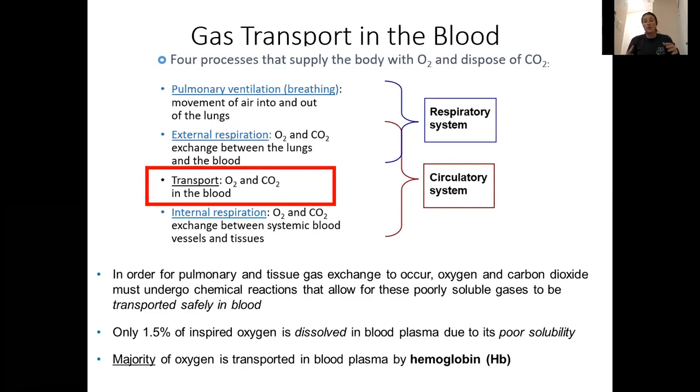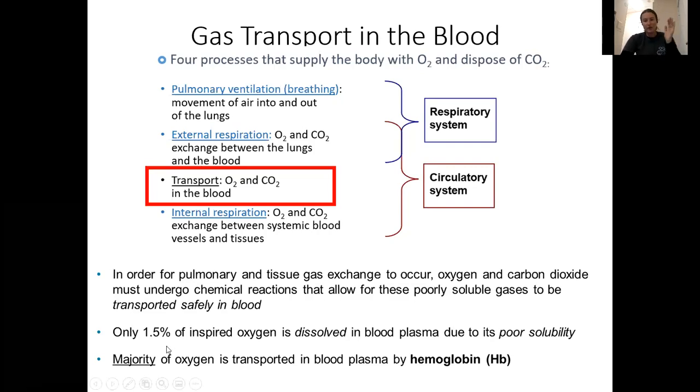Okay, and so of course we're going to start by talking about oxygen. In order for pulmonary and tissue gas exchange to occur, O2 and CO2 must undergo chemical reactions in our blood that allow these poorly soluble gases to be carried. We know that CO2 is about 20 times more soluble than oxygen, but still it's not really that easy to get it into water in the first place. After these chemical reactions, these gases need to be transported safely in the blood.